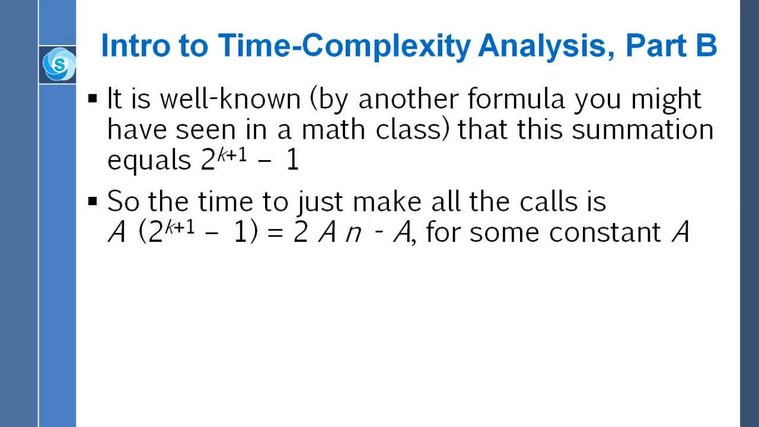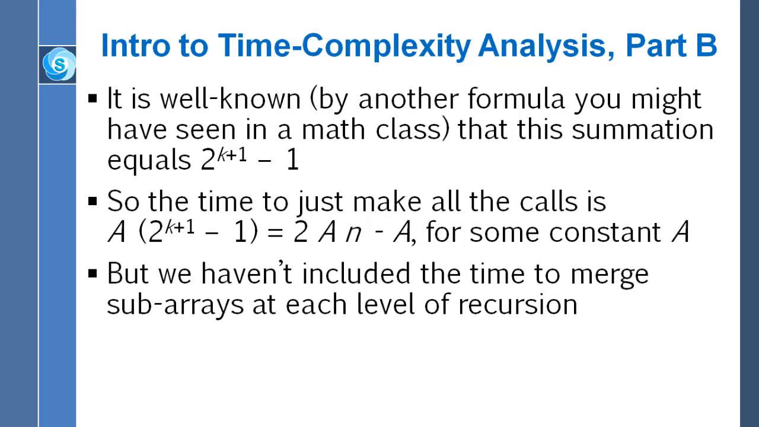All right? Well, now notice that 2 to the k plus 1 is the same thing as 2 to the k times 2. 2 to the k is just n. So 2 to the k plus 1 is the same thing as 2n, 2 times n. All right? So we can rewrite this distributing through. We can write this as A multiplied by 2n minus A. Okay? In other words, 2An minus A. Okay, so that right there accounts for the time spent making calls to merge sort. Frankly, that's the easy part.